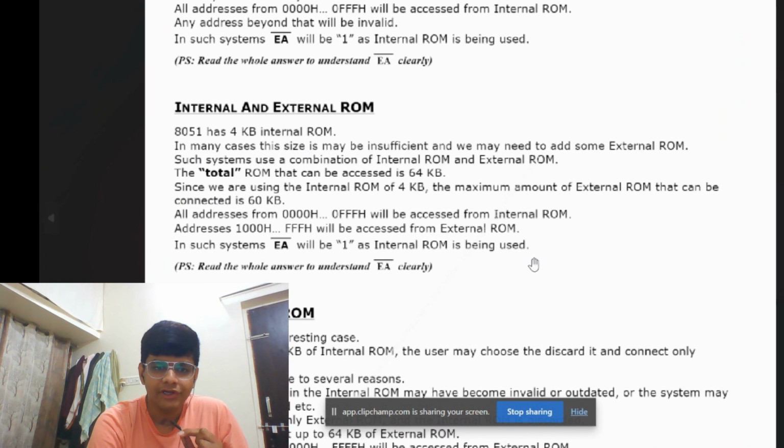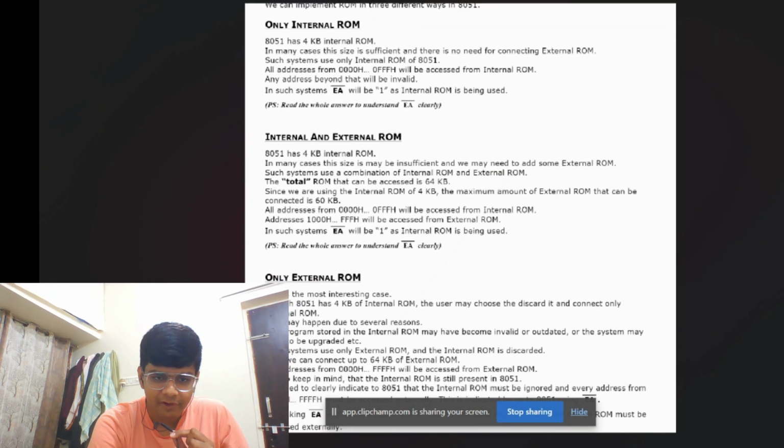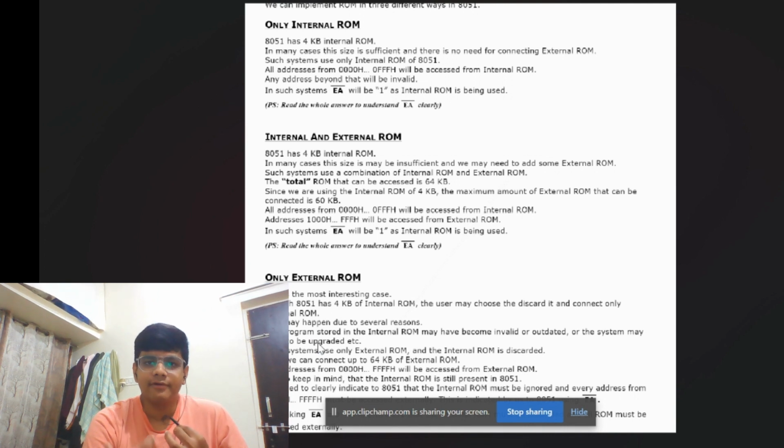Okay, I have already told you. Here, you can read it here. Some important topics I see, I will explain here. Only external ROM. It is clearly stated that the program stored in the internal ROM may have become invalid or outdated, or the system may need to be upgraded, etc. That's why we use external ROM. This is a reason, but not always the reason. Sometimes it is our own urge to use external ROM, because we do not go the simple way.